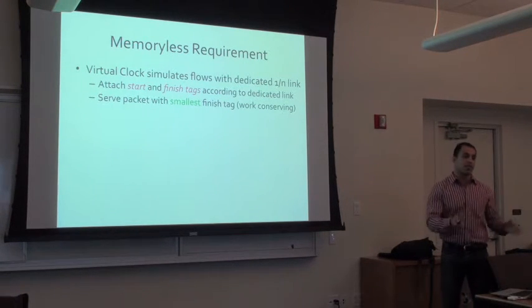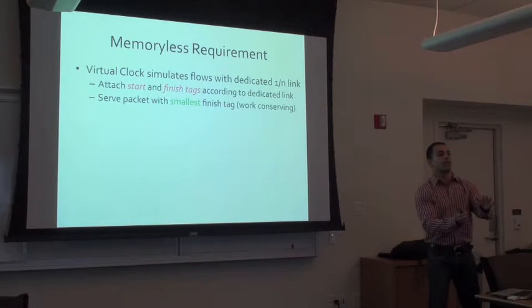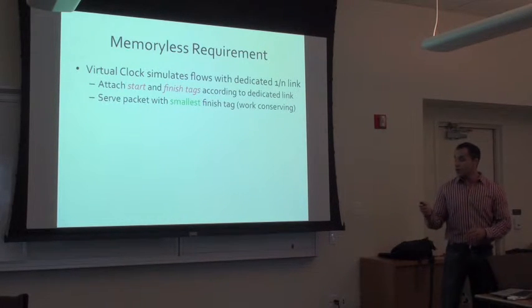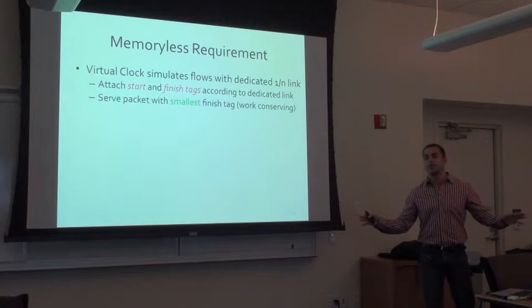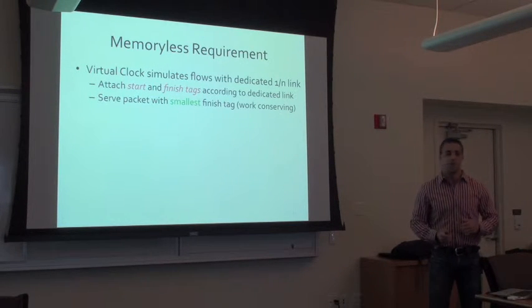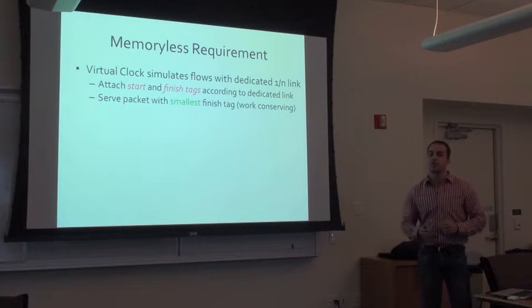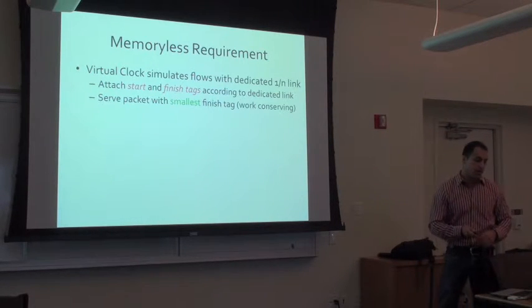And many of these concepts I've seen in fair queuing appeared already in that paper. So it attaches start and finish tags to every packet, according to the simulated dedicated 1/N link that it assumes everyone has. But then what it actually does when it's serving packets is serve the packet with the smallest finish tag. So it's using the full bandwidth, serving the packet each time with the smallest finish tag. In some sense, virtual clock is trying to be work conserving, which means use all the bandwidth, while simulating a system that is reserving resources, like a virtual circuit or TDM where you have reserved dedicated channels. So it's trying to marry these two concepts of work conservation and TDM.